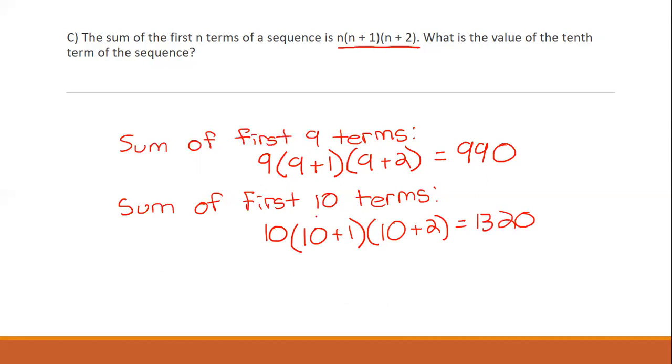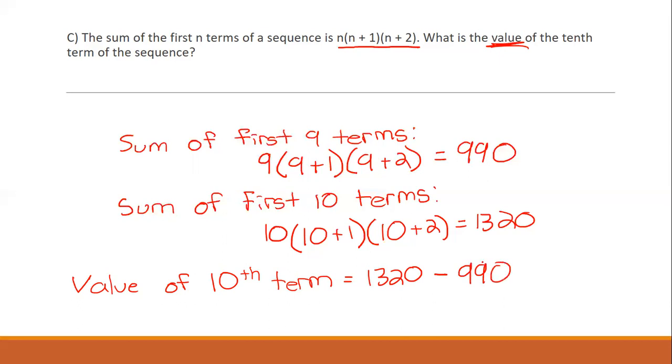So since we have the sum of the first 10 terms and the sum of the first 9 terms, can we not go ahead and solve for the value of the 10th term now? Well, we can. So the value of the 10th term is simply going to be the sum of the first 10 terms, which is 1320, minus the sum of the first 9 terms, giving us a value of 330. That is the value of the 10th term within our sequence.